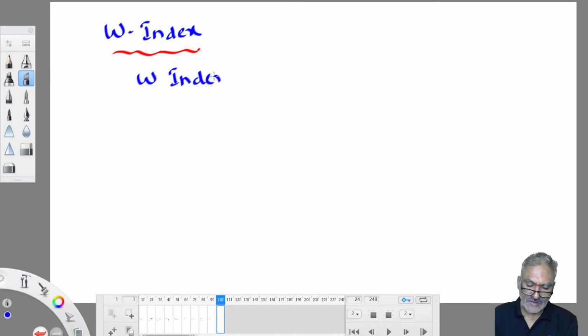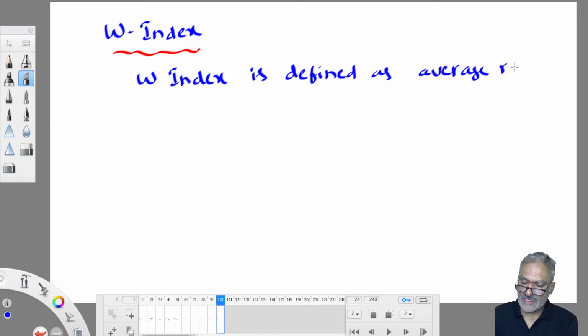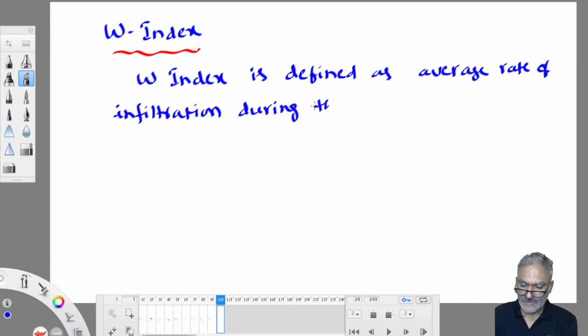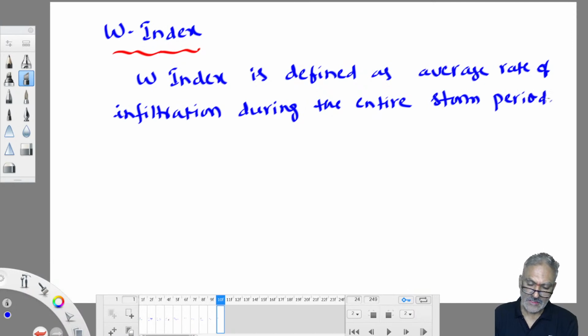Okay. Next one is W index. So W index is defined as the average rate of infiltration during the entire storm period. So whether it produces runoff or no runoff, no matter, you can take it.